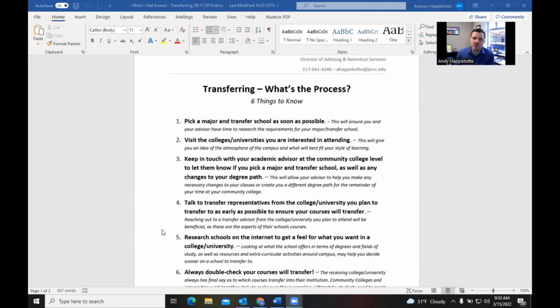So we're always encouraging students to go to campuses to visit, because you'll get a feel for the staff, the faculty, the atmosphere of the campus, and that's going to be probably one of your biggest indicators of whether an institution is the right fit for you.